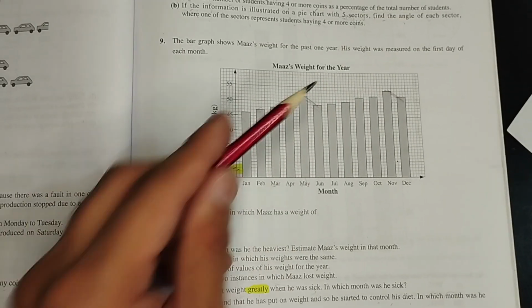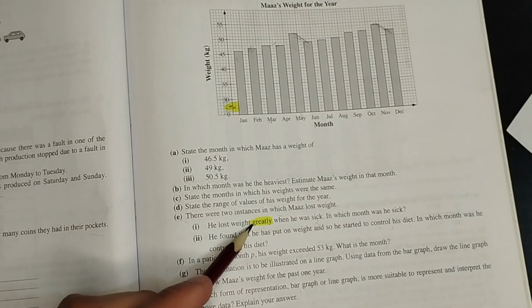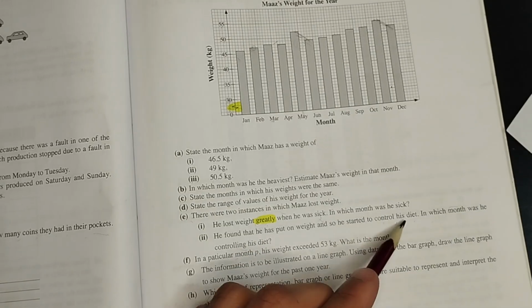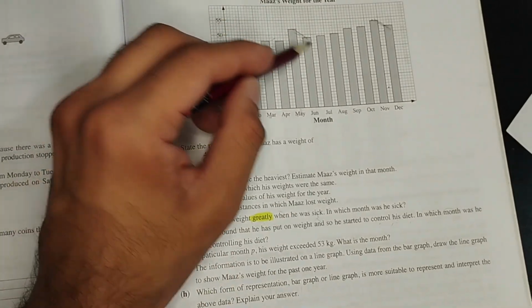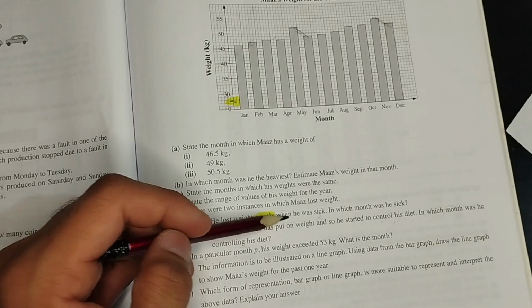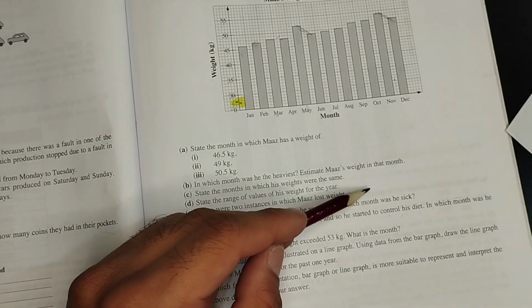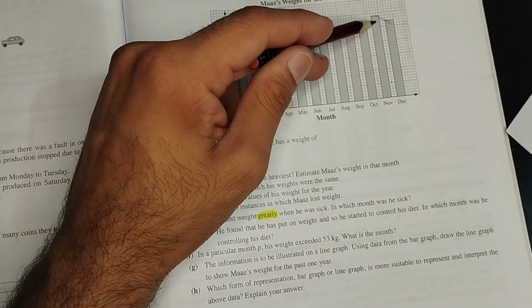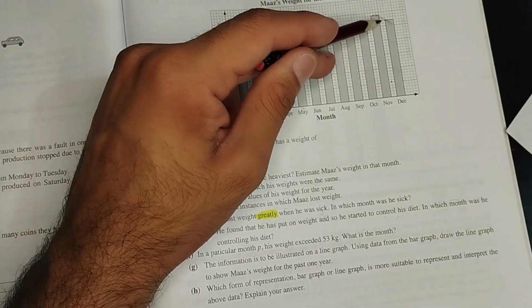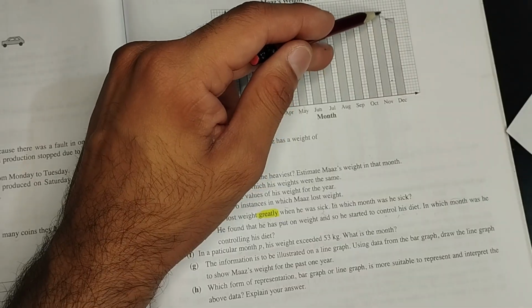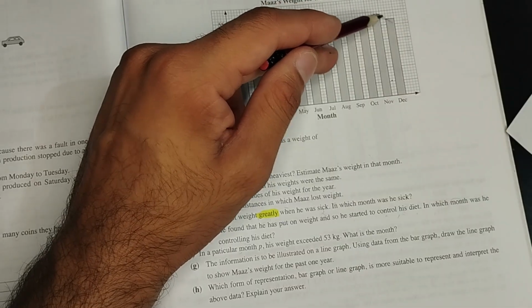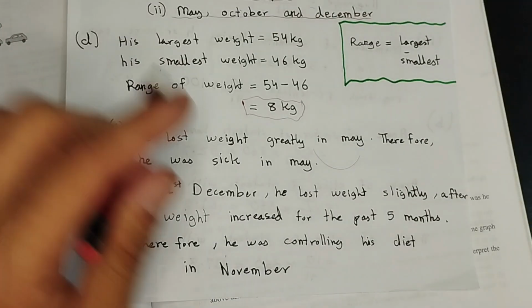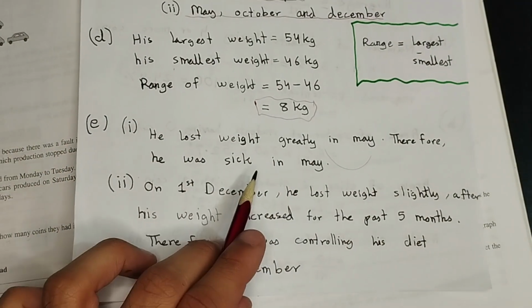This decrease is because of sickness, because in the question it says greatly. Okay, it's not greatly for the diet, it's greatly for sickness. So the greater decrease that we're going to see is going to be because of the sickness. So in which month was he sick? In the month of May he was sick. And you can see here that going from November to December, he decreased his weight. So in the month of November, basically he started controlling his diet. That's why it decreased in December. So the answer is going to be, he lost his weight greatly in May, therefore he was sick in May.